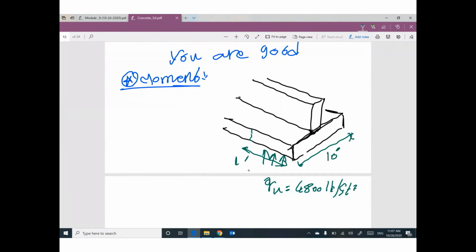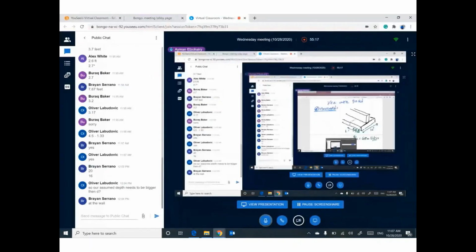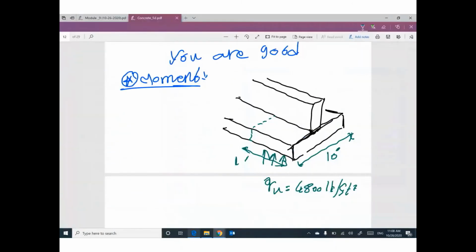Can you remind me where is the critical section for a moment? Do you remember? Where is the critical section for a moment? At the wall face. Yes, Oliver, yes. You have your assumed depth must be greater than the calculated one to make sure you are safe. So at this face, we have a critical section for a moment.